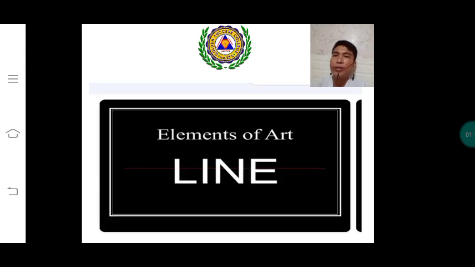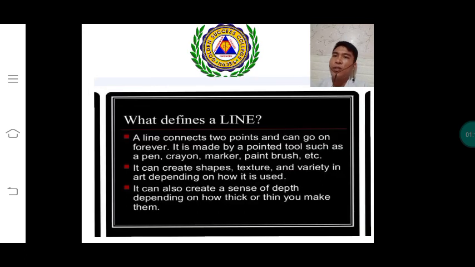The element of art: line. So, what defines a line? A line connects two points and can go on forever. It is made by pointed tools such as a pen, crayon, marker, paintbrush, and so on. It can create shape, texture, and variety in art depending on how it is used. It can also create a sense of depth depending on how thick or thin you make it.